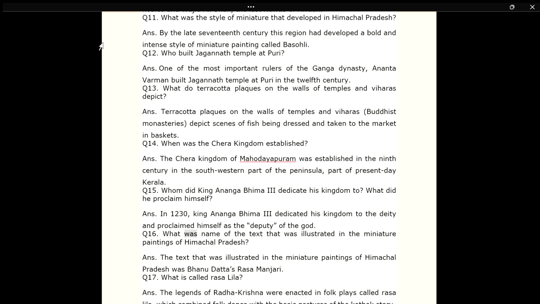Q16. What was the name of the text that was illustrated in the miniature paintings of Himachal Pradesh? Ans. The text that was illustrated in the miniature paintings of Himachal Pradesh was Bhanudatta's Rasa Manjari. Q17. What is called Rasa Leela? Ans. The legends of Radha Krishna were enacted in folk plays called Rasa Leela, which combined folk dance with the basic gestures of the Kathak storytellers.